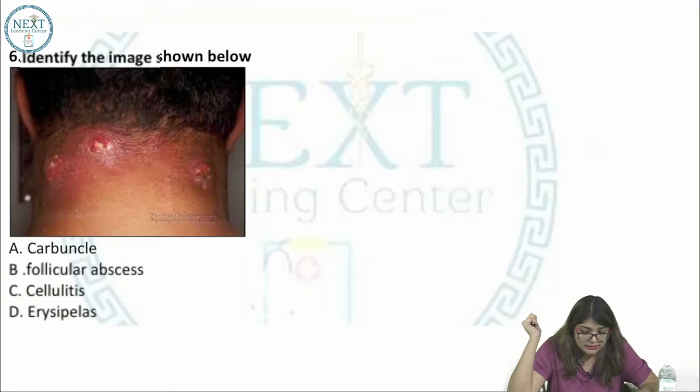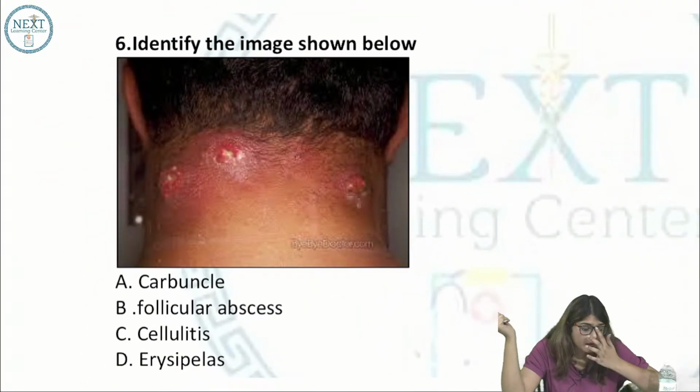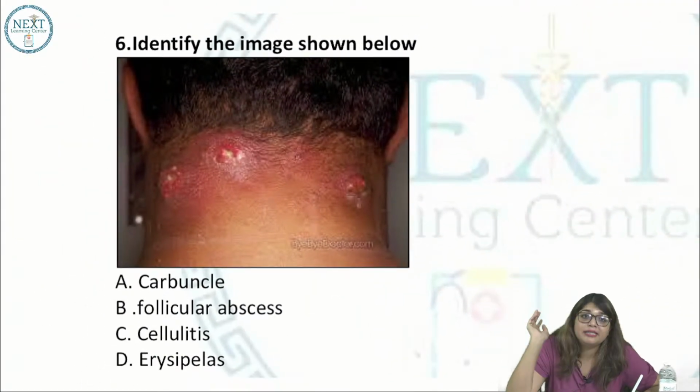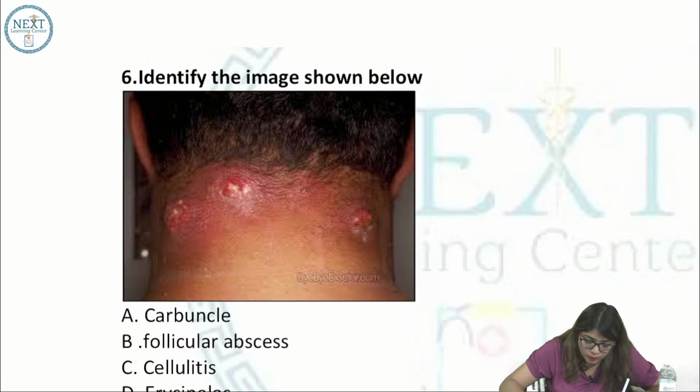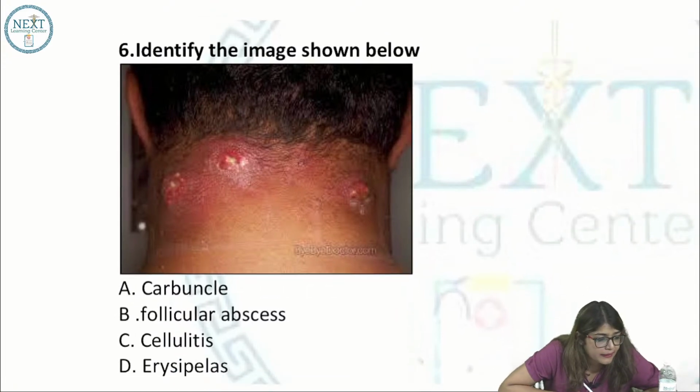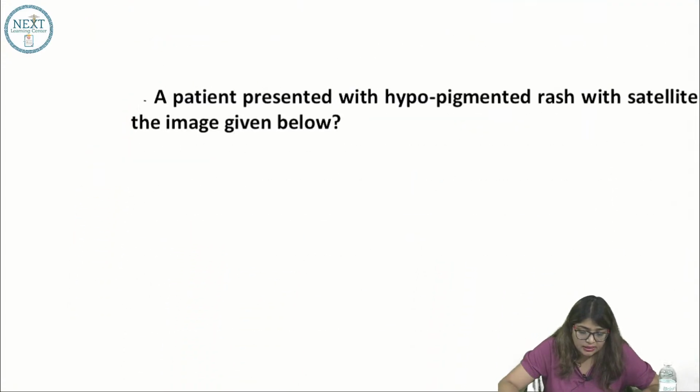Now look at this. Tell me the answer for this now. Since we have done the image, let's solve all the questions. We are almost done with the session. Tell me, what is this? Very good. This is carbuncle.